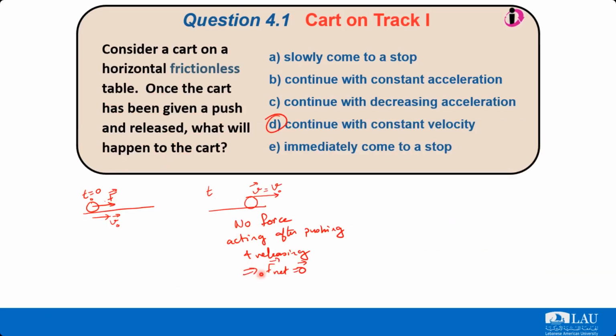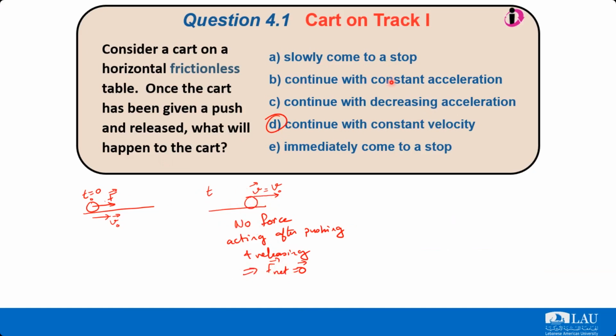This is because F net here is going to be 0 because we don't have any forces along the horizontal direction. No forces means that this cart will obey Newton's first law, which means that no change in its motion will happen. It's already moving, so it will keep moving with a constant velocity. It will not come to a stop, because if it's coming to a stop, then something is pulling it to slow it down. But here I don't have any net force, no forces at all.